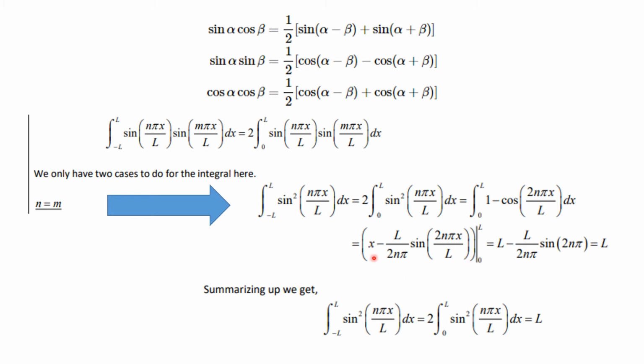When I integrate the minus cosine, I get this expression. And you see this is a change of variable, so that's the constant that we get. This is a definite integral, so I substitute L and 0 in. And when I do that, I get this minus this. And this is always equal to 0, so this is going to just be L. So you see, if n is equal to m, we just get L.